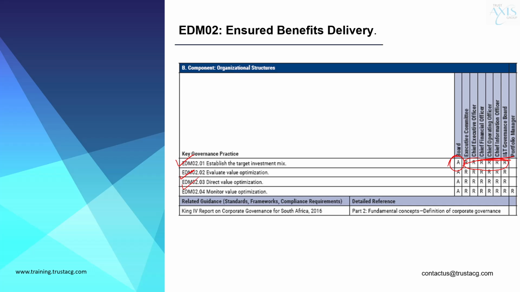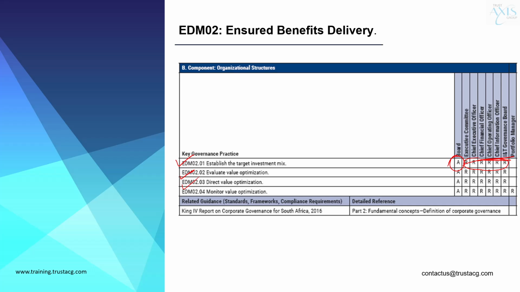Now, this was all about providing strategic direction to ensure that the enterprise portfolio is optimized for maximum delivery of value. And again, in this case, your board is accountable, and your executive leadership that comprises your CEO, CFO, CIO, Chief Operating Officer, and IT governance board, they all contribute towards implementing the directives to balance your costs, risks, and benefits across the IT portfolio.